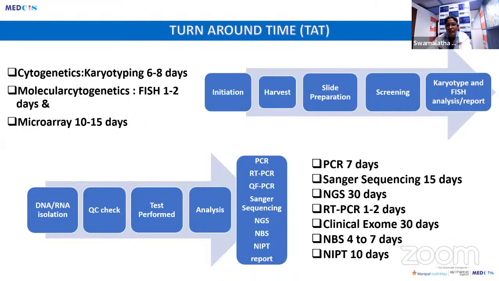Our turnaround times for cytogenetics: to do a karyotype, we take 6 to 8 days. Coming to molecular cytogenetics, FISH analysis we take 1 to 2 days, and microarray 10 to 15 days. For molecular genetic analysis, PCR we take 7 days, Sanger sequencing 15 days, NGS 30 days, RT-PCR 1 to 2 days, clinical exome 30 days, and NBS 4 to 7 days.